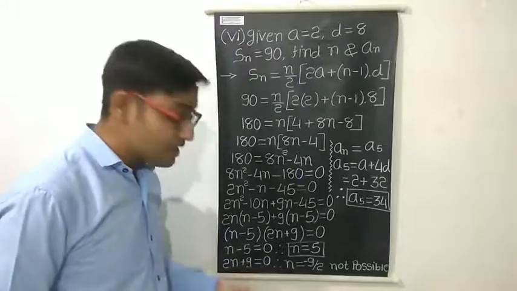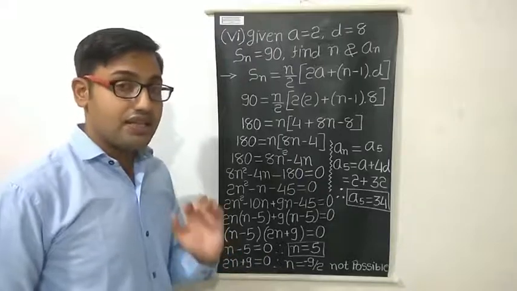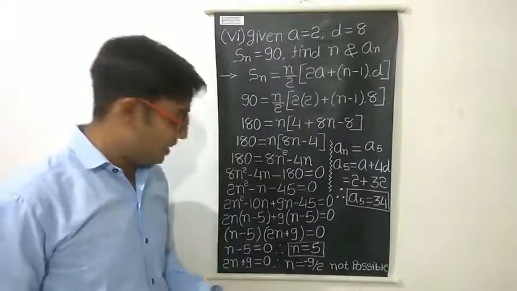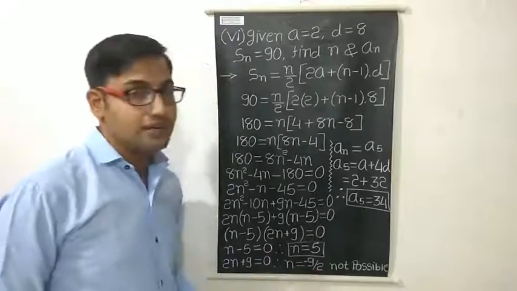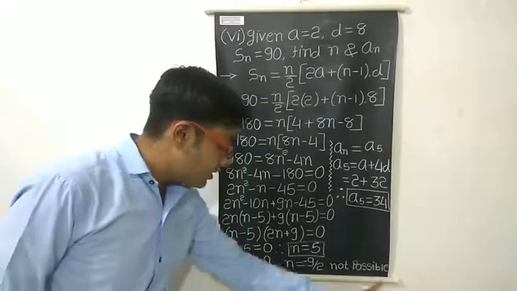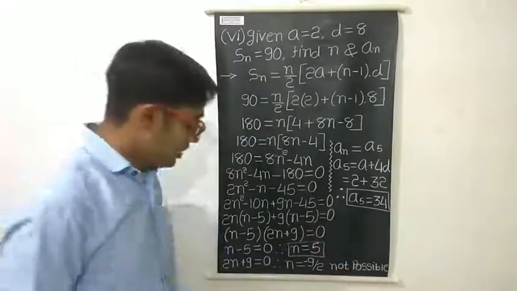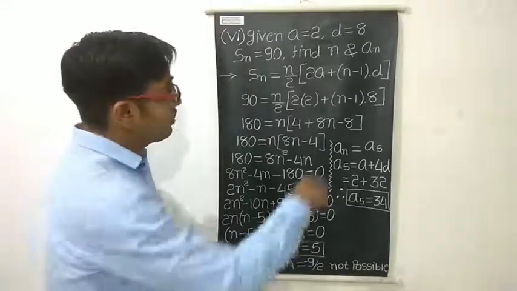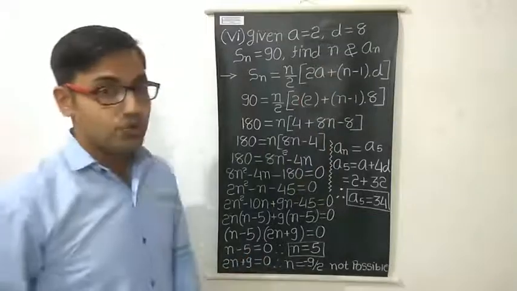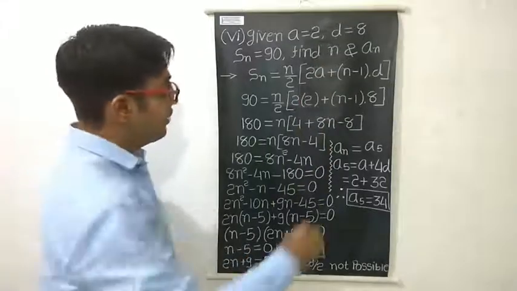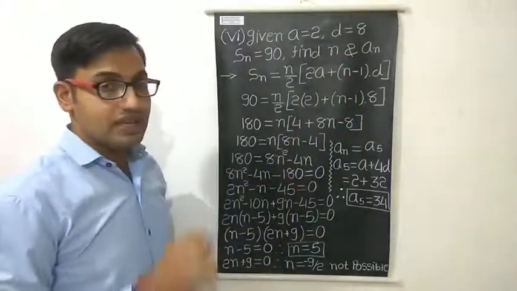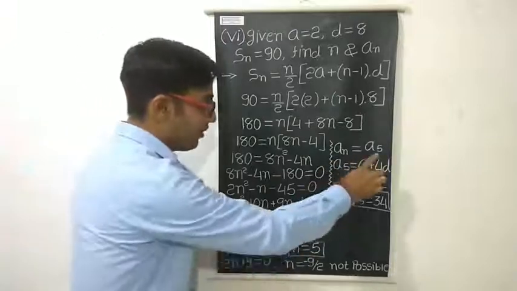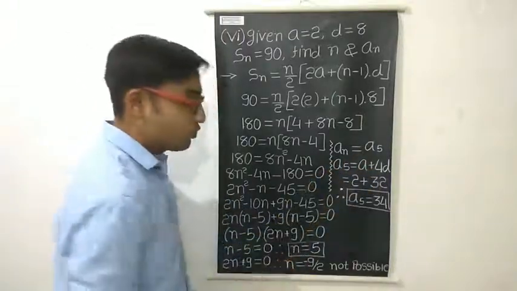Now notice, what is n? N represents natural numbers only, and n here is minus 9 upon 2. So this value of n is not possible. So we have to consider the value of n is equal to 5. So the first answer we get is 5. Now we have to find an. An means a5 because n is equal to 5.